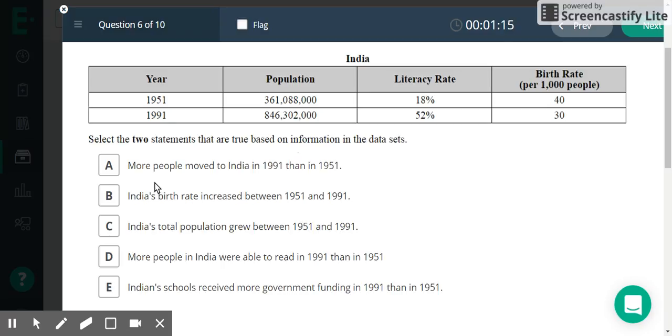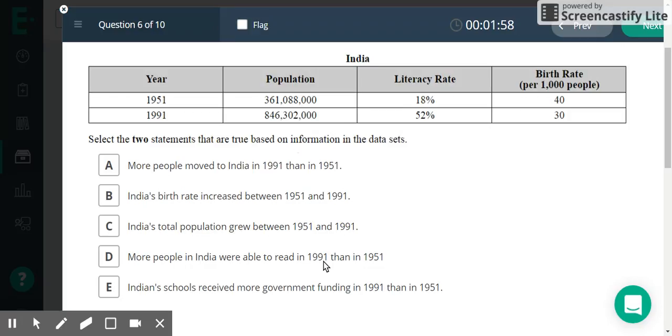It says for letter A, more people moved to India in 1991 than in 1951. Well, there's definitely a higher population than 1951, but we don't really know for sure that that means that they were moving there, but it's something to keep an eye on. Maybe that's right. Letter B, the birth rate increased from 1951 to 1991. That one, pretty straightforward. Look at it. Did it increase? No, it went from 40 to 30. C, India's total population grew between 1951 and 1991. That one is definitely very clear.